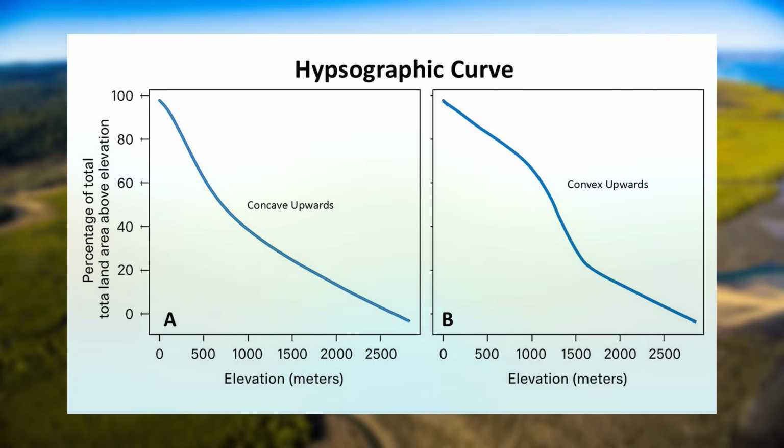For example, a concave upward curve suggests a low relief, ancient or mature landscape with gentler slopes favoring more infiltration and enhanced groundwater recharge. Conversely, a convex upward curve usually indicates a young landscape characterized by high relief and steep slopes, indicating increased runoff and more erosion potential.